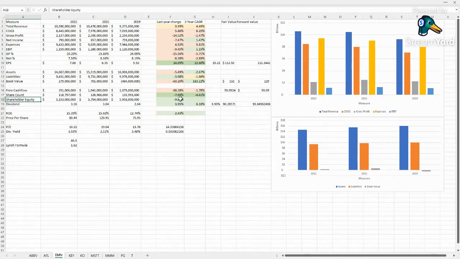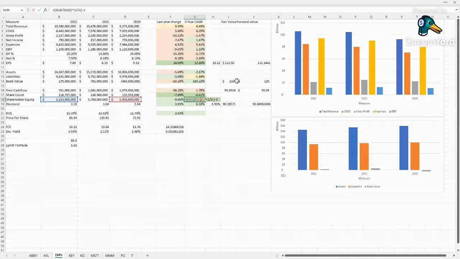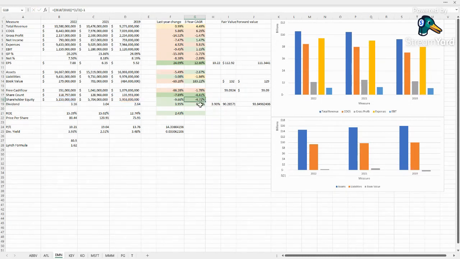The shareholder equity has been declining. That's not something that we really like to see. That's not a huge surprise with the movement of the assets declining. We're looking at a decline of nearly 4.7% year over year.